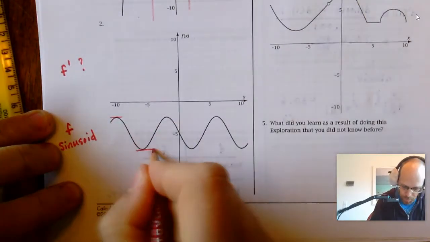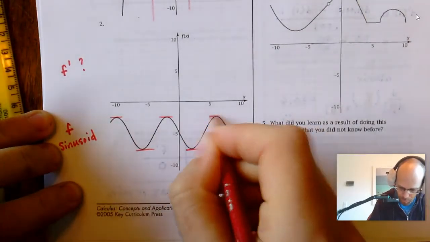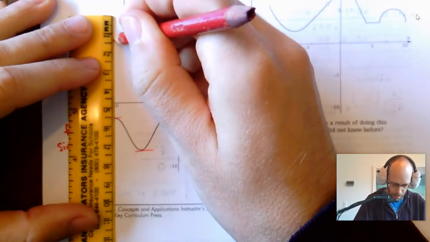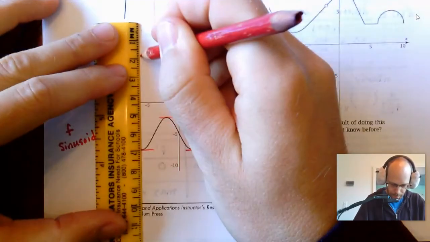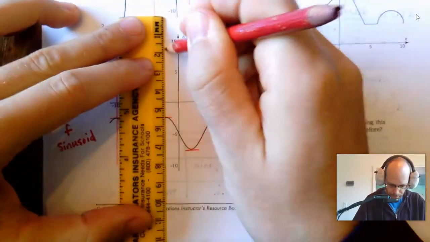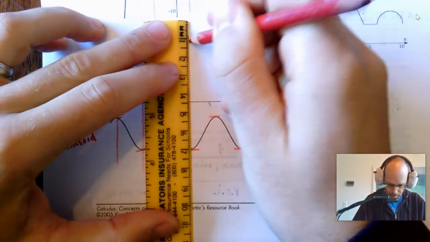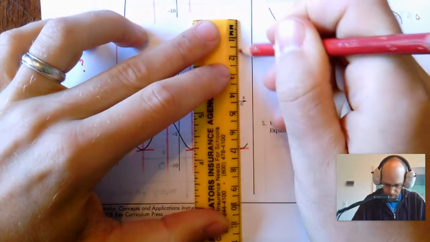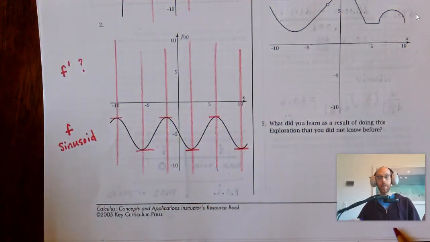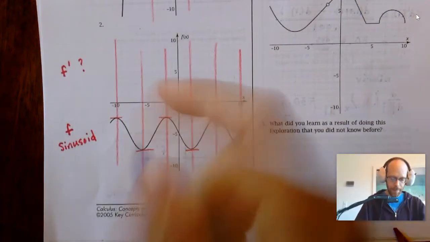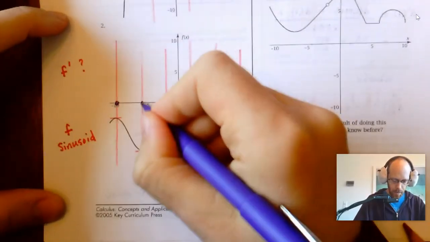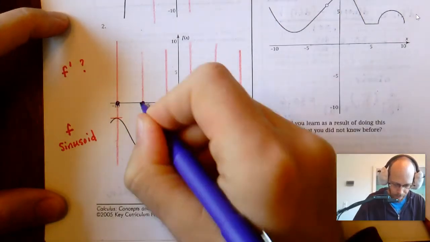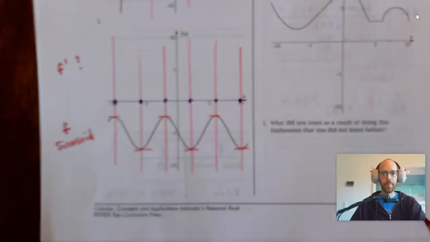So boom, boom, boom, boom, boom, boom. Mark each one of them with a vertical. Again, the vertical is just to keep yourself organized, not actually part of the graph. 0, 0, 0, 0, 0, and 0. Lots of zeros on this one.